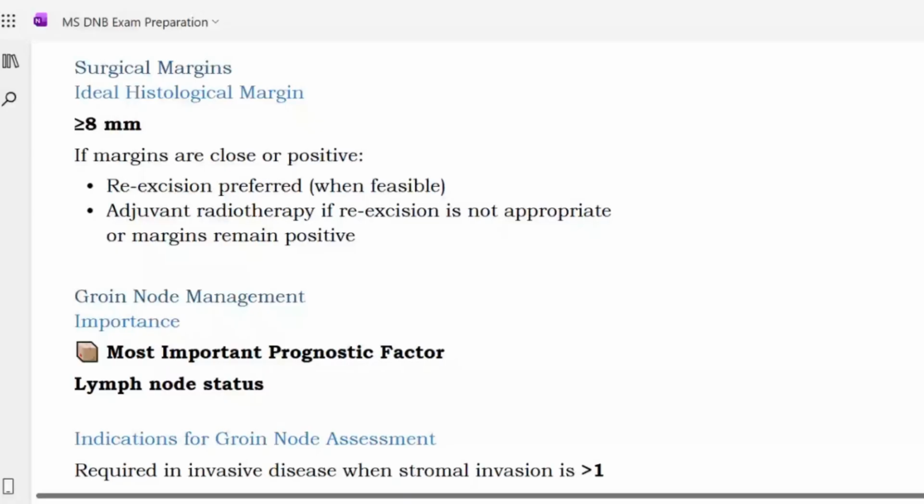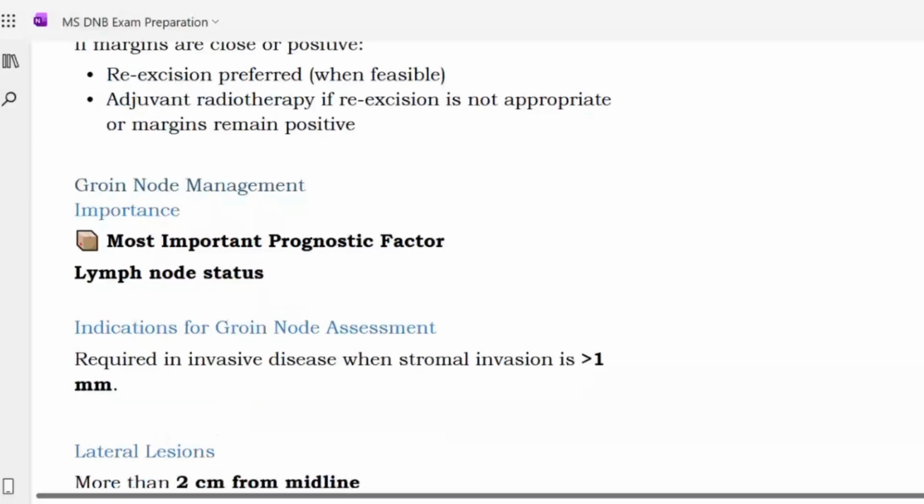Okay, now this is about the lesion. Now, what about the groin node management? So there are two things. One, you have to remove the nodes, and second, we have to talk about what you are going to do with the groin node management.